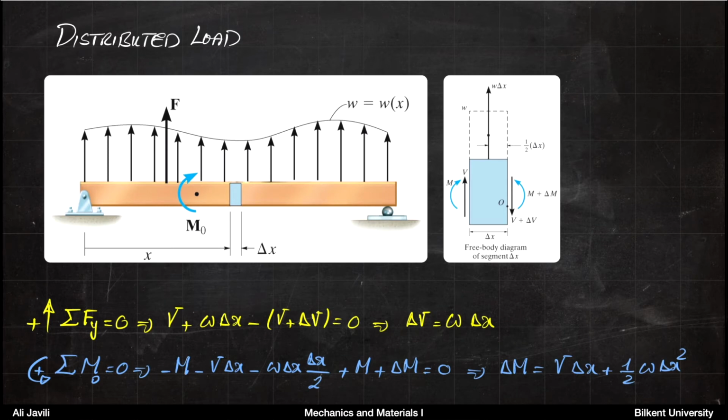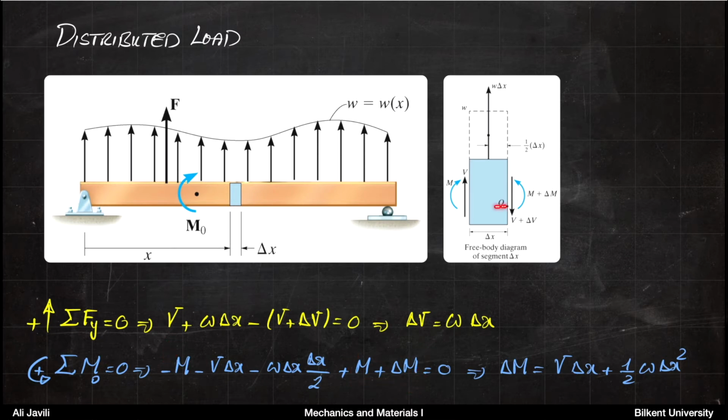Then we write balance of moments, for instance, with respect to point O here, assuming that counterclockwise is positive. Then you get minus M because it's clockwise. M plus delta M is counterclockwise, so that comes with a plus. So this is minus M plus M plus delta M. So this is the one on the right-hand side.